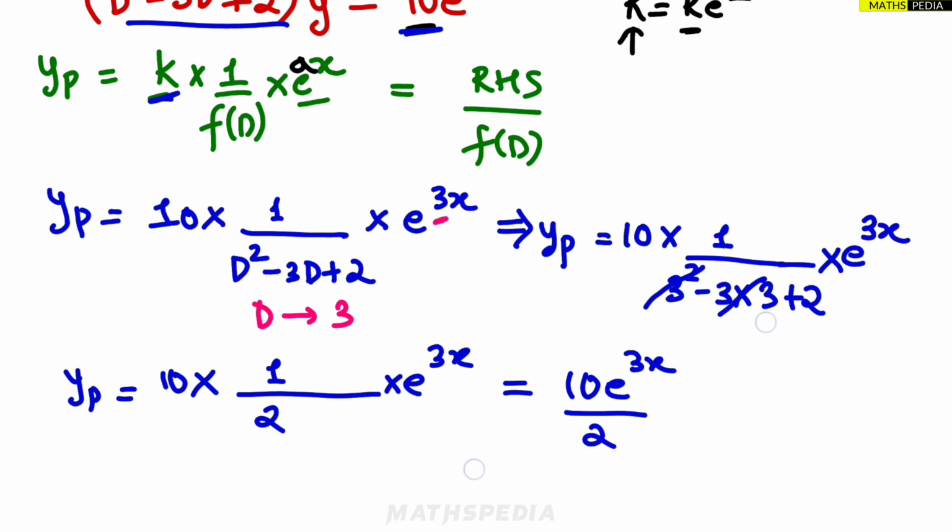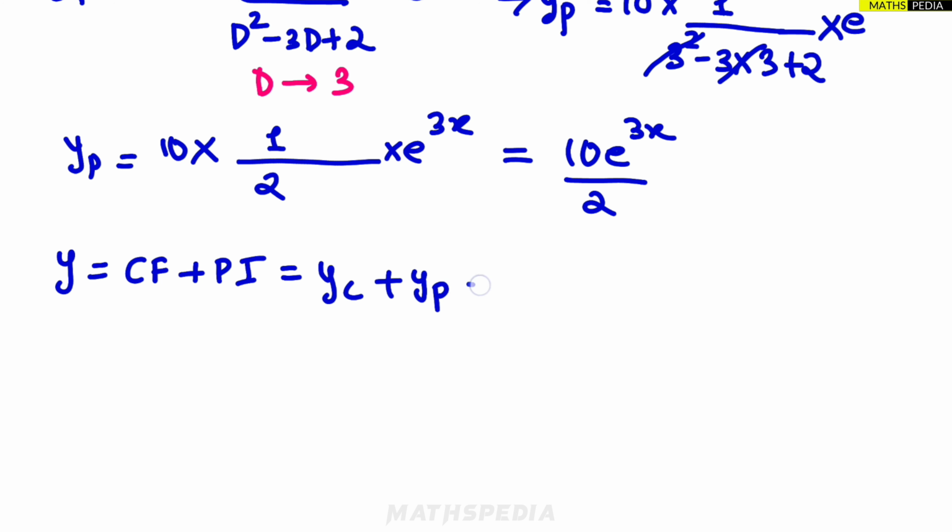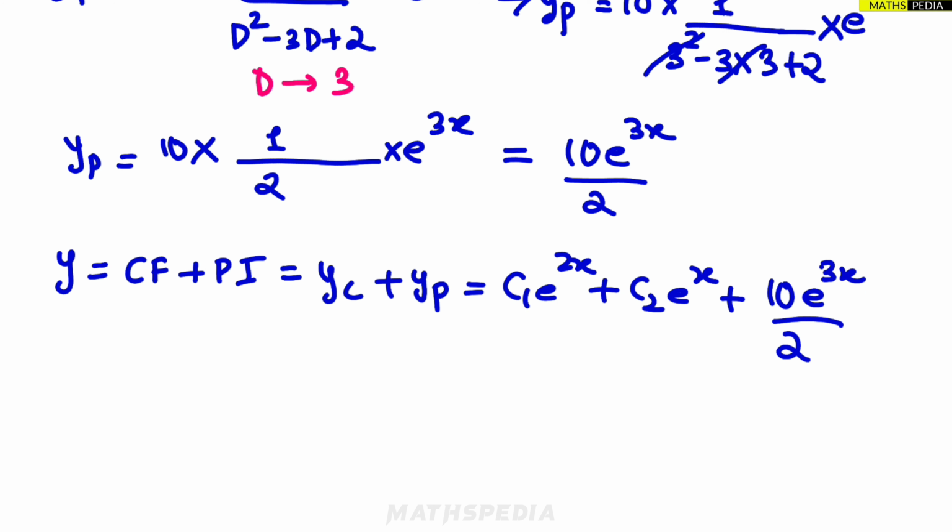Now what you have to do is just combine the solution. So the general solution will be: y is equal to the complementary function plus the particular integral, or in other words yc plus yp, which is equal to c1 e power 2x plus c2 e power x plus 10 into e power 3x divided by 2. This is nothing but yp, these two are nothing but yc. This is the whole solution.